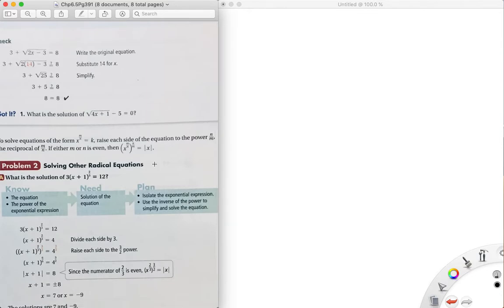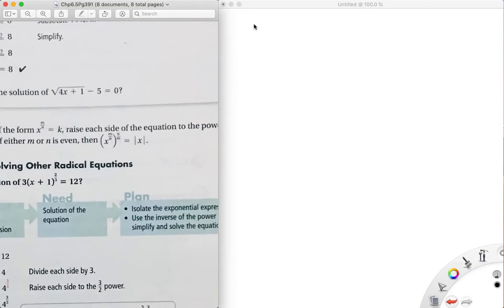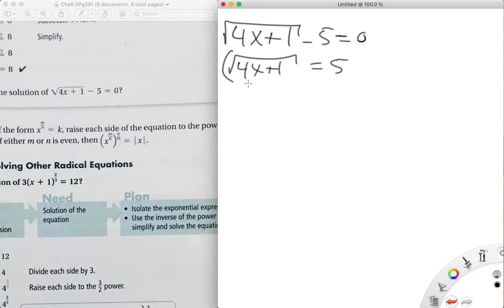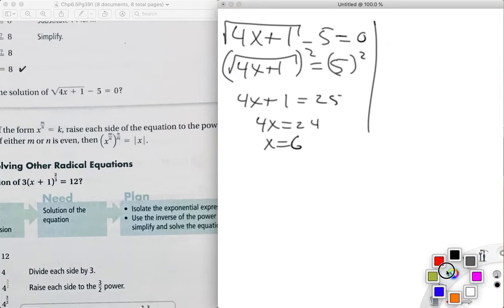So for the first one, they give us the square root of 4x plus 1, minus 5 equals 0. So I'm going to add 5 to both sides. So it's the square root of 4x plus 1 equals 5. Since this is being rooted, I'm going to square everything, which makes this 4x plus 1, and this 25. Subtract 1 from both sides. 4x equals 24, and then x equals 6. And then we check it and see if we did okay.